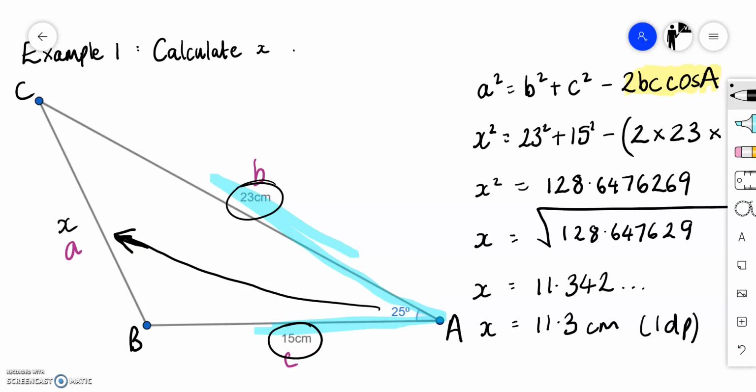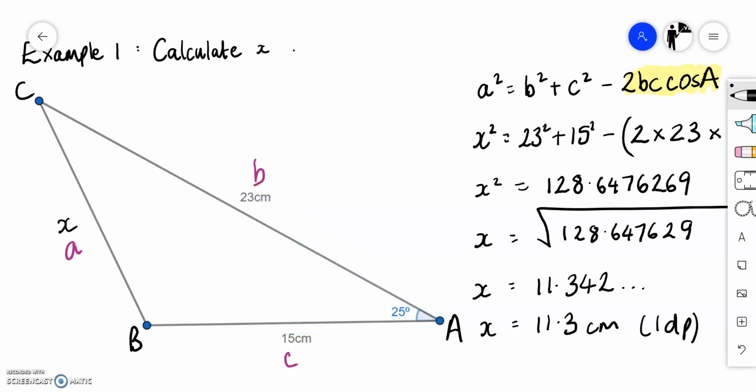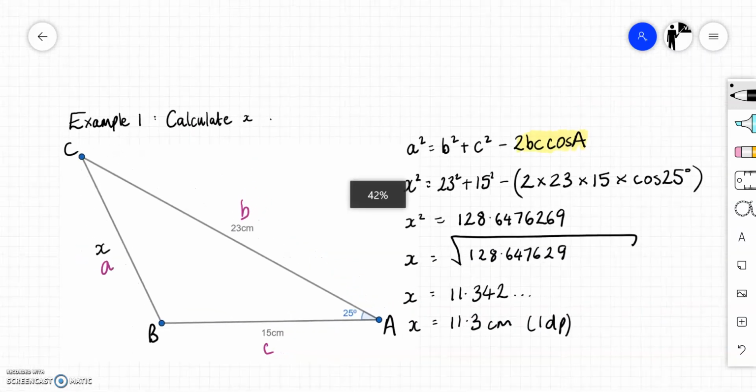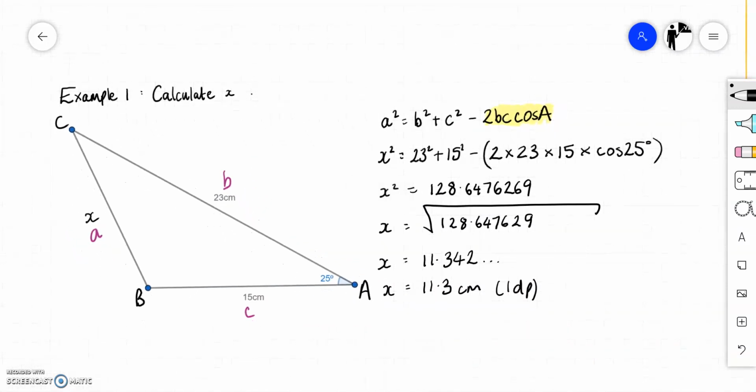That's going to be more helpful in later lessons when we're starting to identify what we're going to be using. Essentially, label your triangle, write down your formula, substitute in your values, and then round to 1 decimal place. Once again, the formula is given to you in your exam formula list.